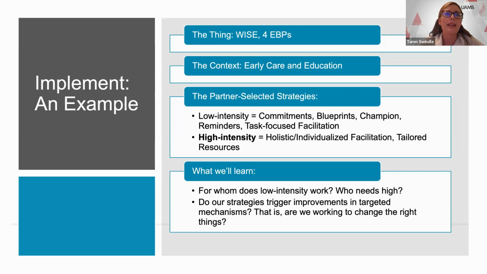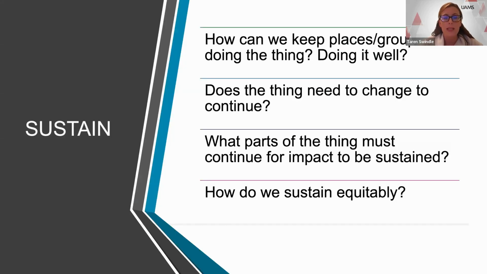All right, and so now we talk about our last phase of implementation, which is sustainment. So we get to ask really great questions here too. How do we keep places doing the thing and doing it well? What needs to change for things to continue about the context or the thing itself? What parts of the thing need to be adapted for a sustained impact to happen? And how do we sustain equitably?